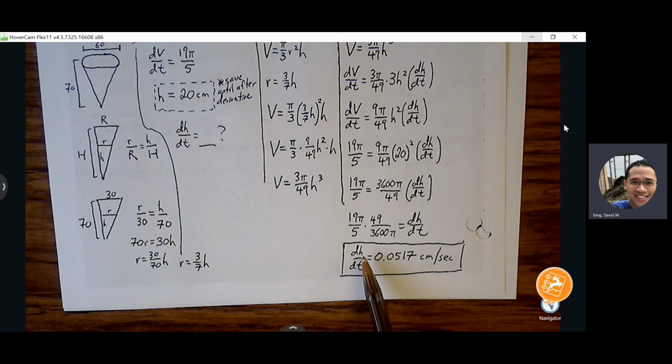Okay. Height is a one-dimensional unit, so centimeters for height. Time is seconds, so centimeters per second.